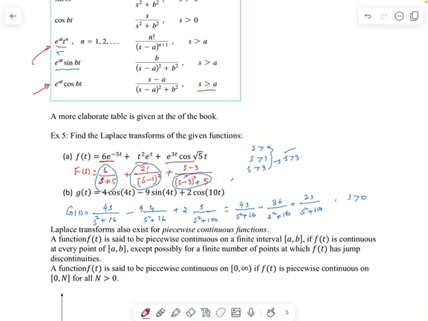If you look at the first one, this is something we have been doing quite a few times. We have seen this kind of function. So the Laplace transform will be 6 over s minus negative 5, which makes it s plus 5.